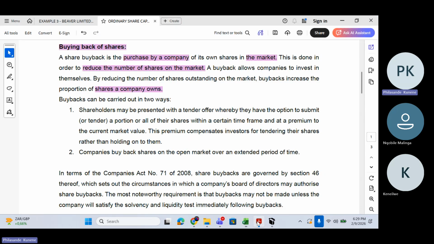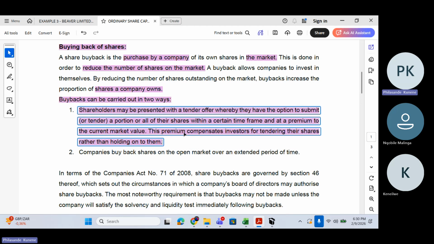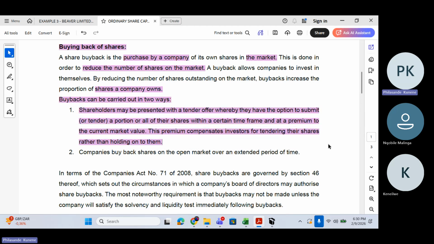Okay, let's go back. A buyback can be carried out in 2 ways. Shareholders may be presented with a tender offer, whereby they have the option to submit or tender a portion of or all of their shares within a certain time frame at a premium to the current market value. This premium compensates investors for tendering their shares rather than holding them back. That's why we usually buy them back at a higher price than what we issued at, because we're trying to encourage them to sell those shares back to us. That is the reason why we buy back shares at a higher price.